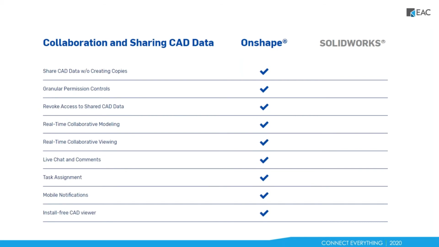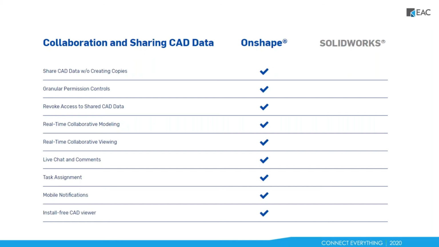And then as far as collaboration and sharing, that's really where Onshape is unique. We can share CAD data without creating any copies of anything. To have somebody look at your design, you don't send them a copy, you just say, look at my design, and send them a link to it.